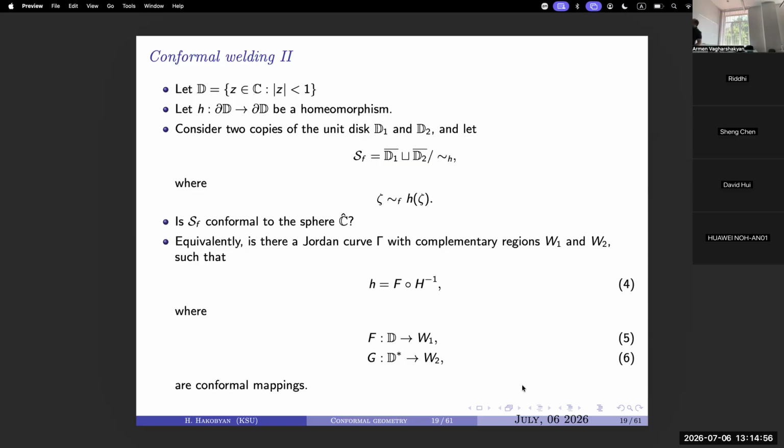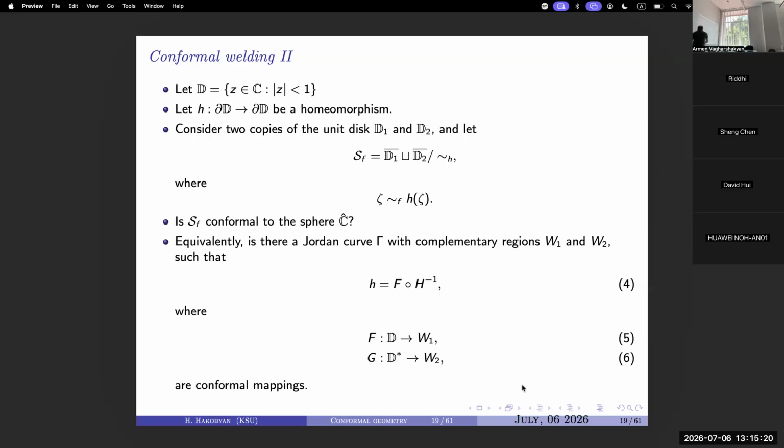So what do I get? I take the quotient of this union, which topologically is a sphere. That's a theorem of Moore, I believe, right? So topologically it's a sphere, and the question is, do you get actually a conformal structure on this? Do you get an actual sphere on this? And that's a big question.